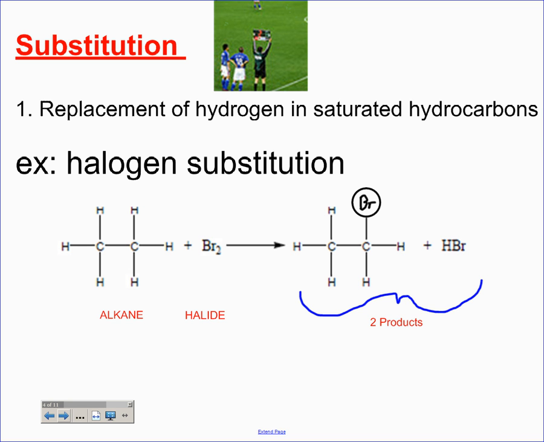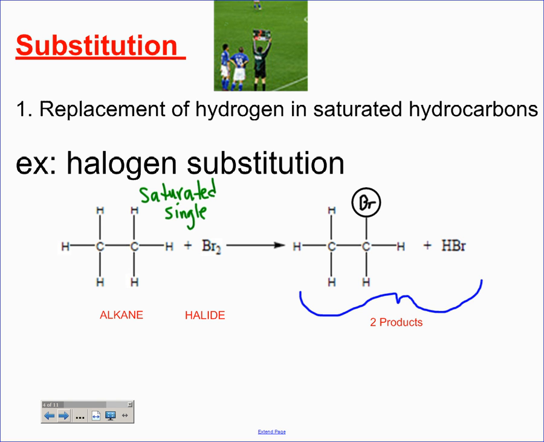Next, we have a substitution reaction. Substitution is when you have a saturated hydrocarbon. Remember, saturated is all single bonds. Say it SS, with the saturated single bonds. And what happens is this is just like being on a ball field. All of the carbon atoms are saturated with hydrogens. In other words, there's no space to add any more atoms.